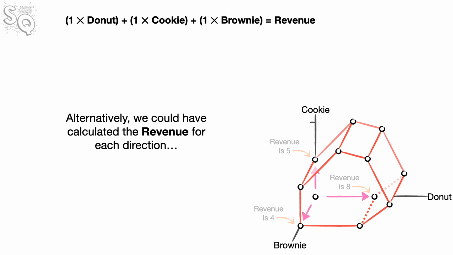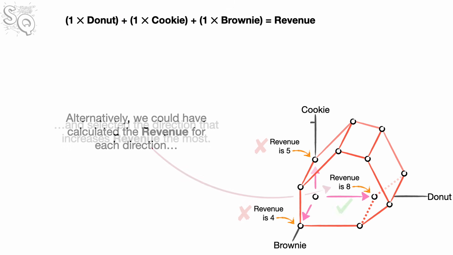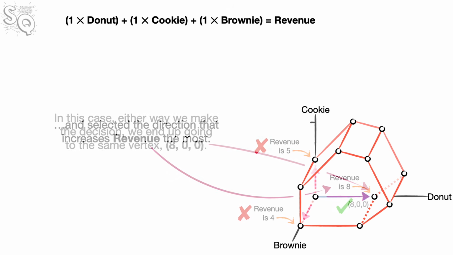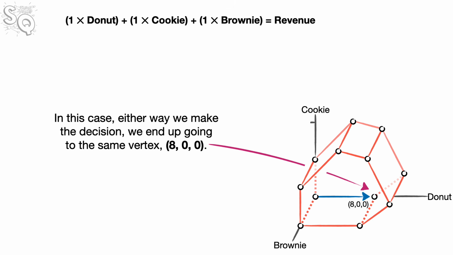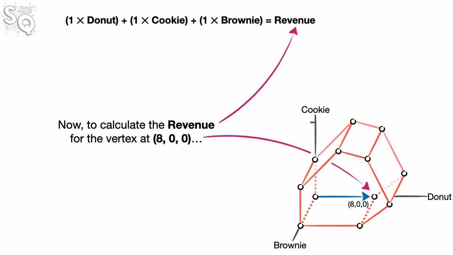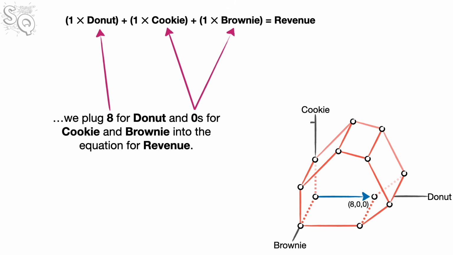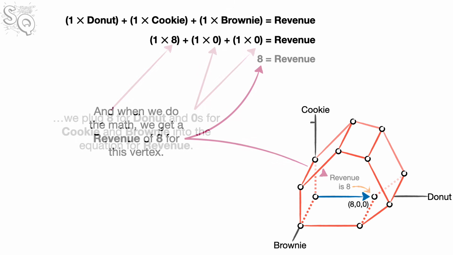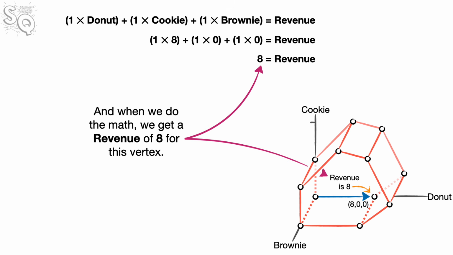Alternatively, we could have calculated the revenue for each direction and selected the direction that increases revenue the most. In this case, either way we make the decision, we end up going to the same vertex, 8, 0, 0. Now, to calculate the revenue for the vertex at 8, 0, 0, we plug 8 for donut and zeros for cookie and brownie into the equation for revenue. And when we do the math, we get a revenue of 8 for this vertex.